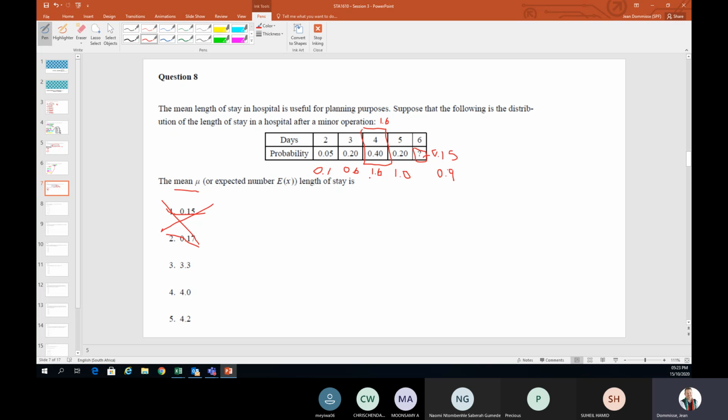Okay, so we have 0.1, 0.9, so that is 1. We have another one. There we have 2.2. So we're sitting with 4.2. And we're sitting with the last one as your correct one.